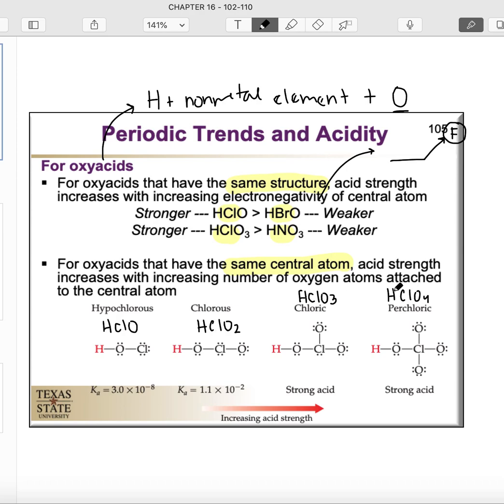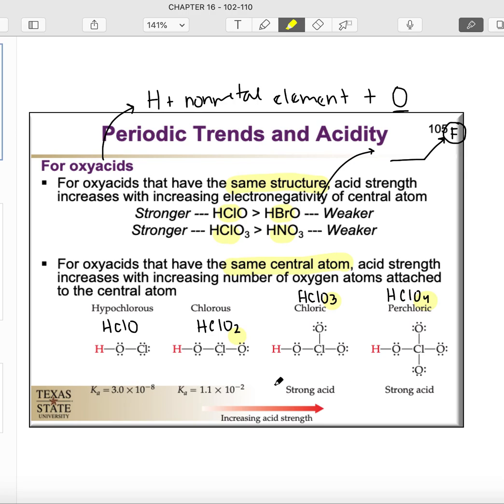So notice that all of these acids contain that same central atom, but they differ in the number of oxygens. Basically, the higher the number of oxygens that you have, the stronger the acid. So the perchloric acid, which has four oxygens, is stronger than the chloric acid, and those two are stronger than the chlorous acid and than the hypochlorous acid.